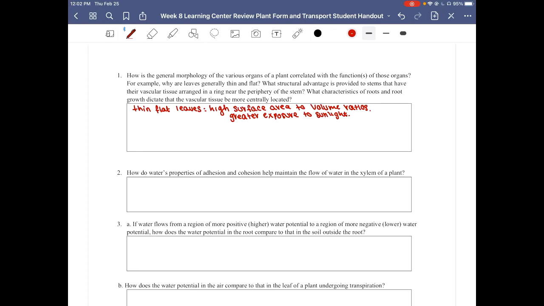Okay, then there's also structural advantages in stems in how their vascular tissues are arranged in a ring near the periphery of the stem. So can anyone tell me why having it in the periphery is helpful for the plant? So kind of think about why the stems are important to plants. Why do plants have stems?